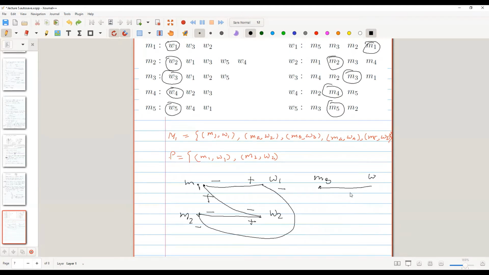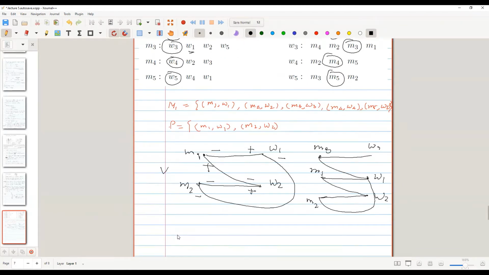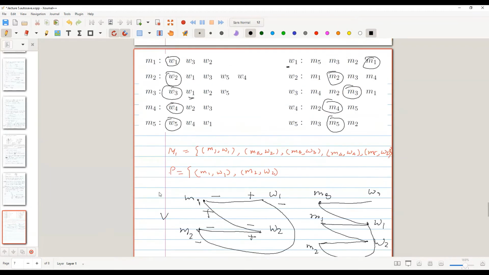Can you check for M4? Yeah, I'll check it. Shall we keep this picture? I just started erasing. I think if we keep this picture we can check it. If we check from M4, can someone help me here? From M4 we are going to W4, right?